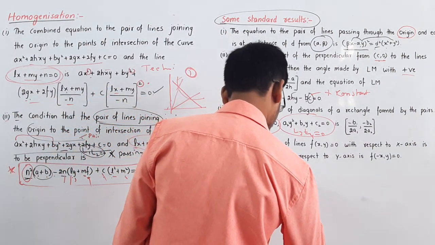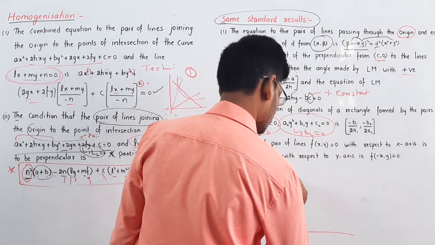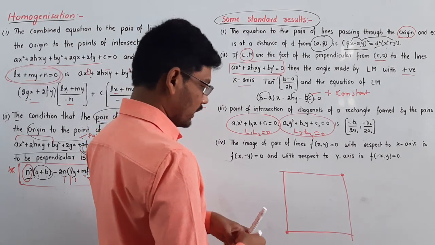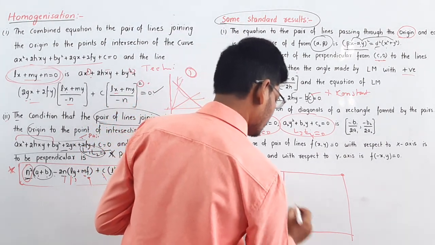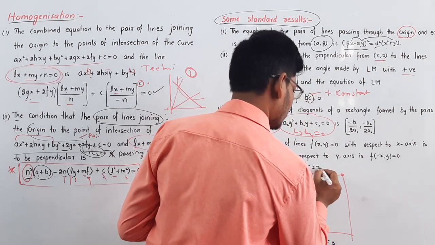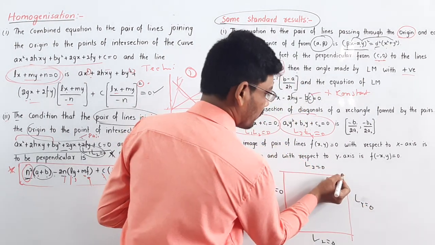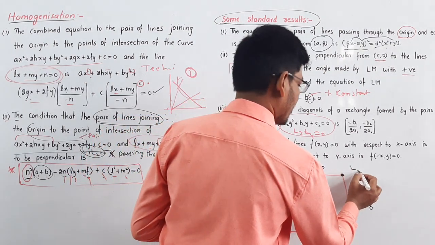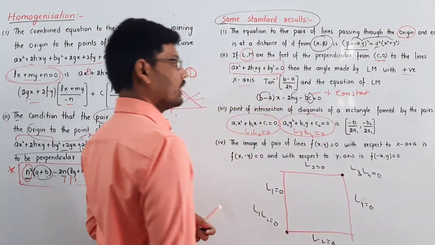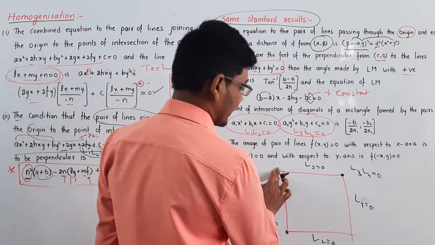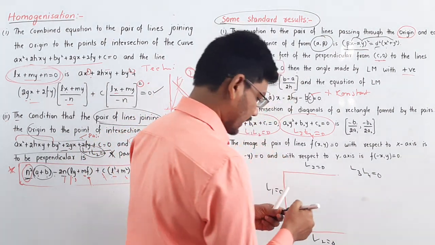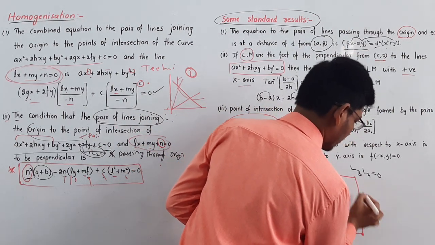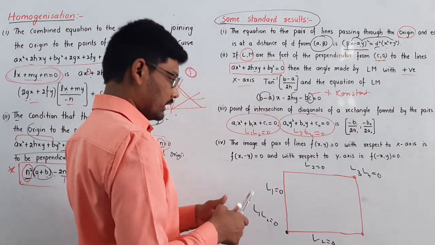So this is a point of intersection of L1 and L2. This is L1 is equal to 0 and this is L2 is equal to 0. This is L3 is equal to 0 and this is L4 is equal to 0. This is the point of intersection of L1 and L2, and this is the point of intersection of L3 and L4. After framing, this is a rectangle here. So we have to draw the rectangle like this. It will appear like a square, that's why I am extending the lines. It is a rectangle here.